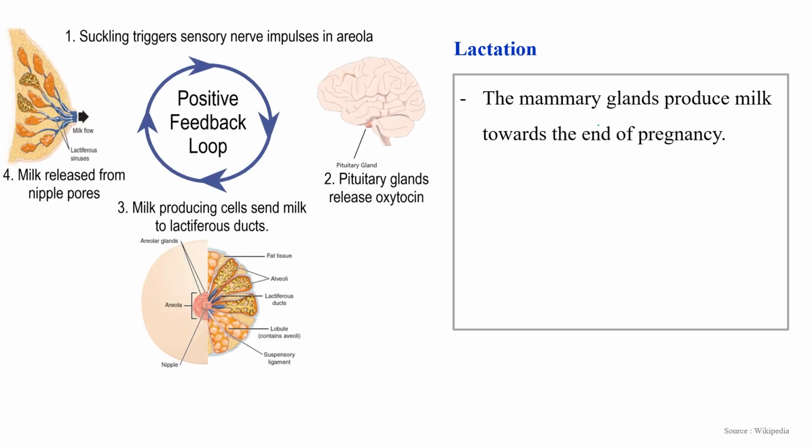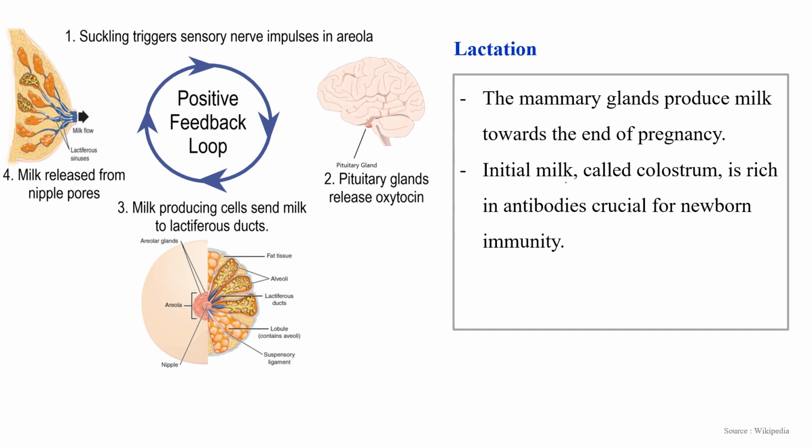Okay, now lactation. The mammary gland is responsible for milk production. The mammary gland produces milk towards the end of the pregnancy. The initial milk is known as colostrum, and this is very, very important, very nutritive. Why? Because it is rich in antibodies, which are very important for newborn immunity, because the newborn doesn't have its own immune system at this time.